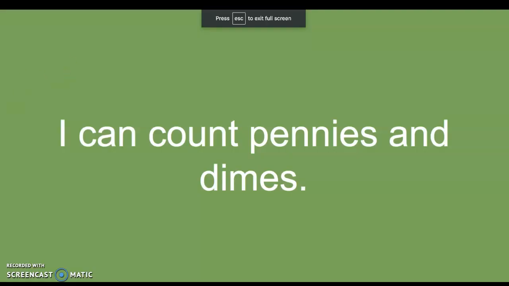Hi, first grade friends. This week we've been talking about currency. So the kind of currency we've been talking about is coins such as the penny or the dime. Yesterday we talked about counting by pennies or counting by dimes, but today we're going to talk about counting pennies and dimes together. Our I can statement is I can count pennies and dimes.